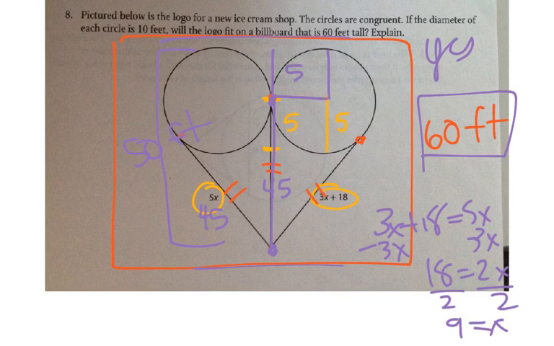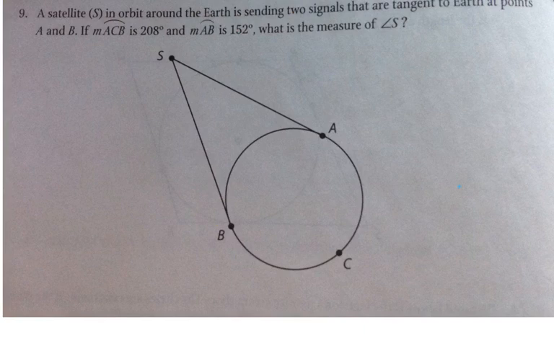Alright, number 9. A satellite S is in orbit around Earth, sending two signals that are tangent to Earth at points A and B. If arc ACB, so that's a major arc, right here, is 208 degrees, and arc AB, so that's a minor arc, is 152 degrees, what is the measure of angle S?